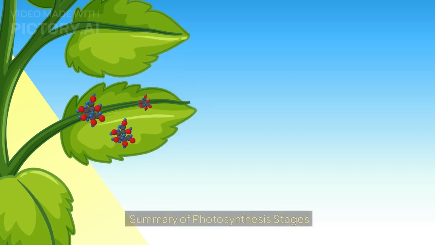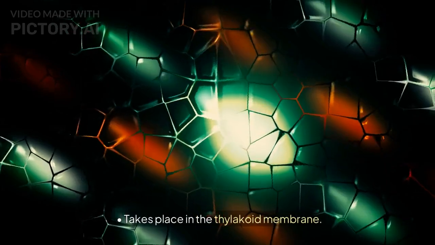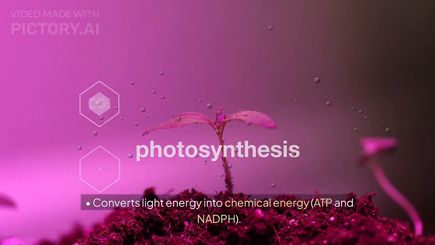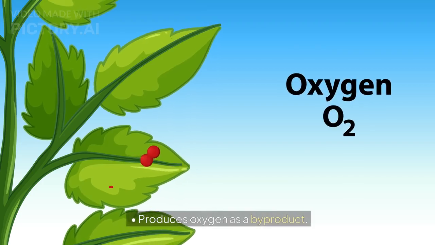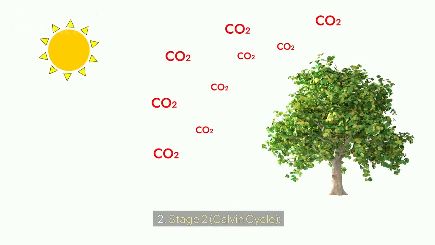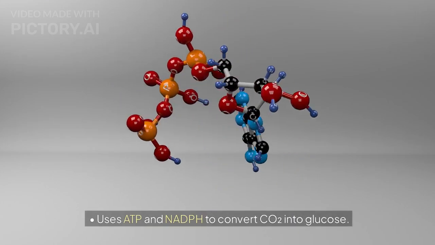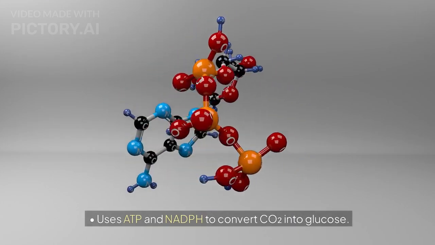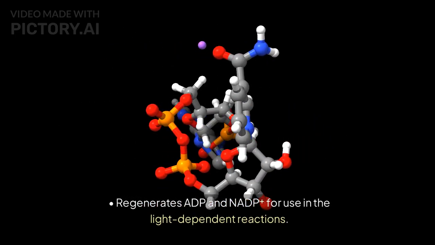Summary of photosynthesis stages. 1. Stage 1, light-dependent reactions, takes place in the thylakoid membrane, converts light energy into chemical energy, ATP and NADPH, and produces oxygen as a byproduct. 2. Stage 2, Calvin cycle, takes place in the stroma, uses ATP and NADPH to convert CO2 into glucose, and regenerates ADP and NADP+ for use in the light-dependent reactions.